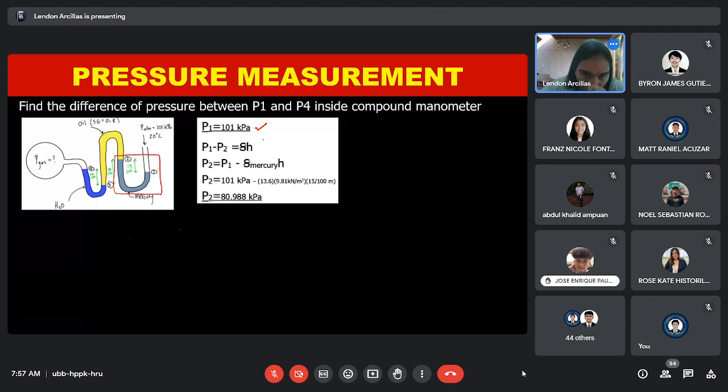So, therefore, 101 kilopascal, the specific weight of mercury. Paano nga tayo nagsolve ng specific weight ng substance? Ano nga formula dun? Sg ng substance times the specific weight of water. Gets ba to? This is the specific weight of mercury. To find the specific weight of mercury, that is the Sg of mercury, which is 13.6 times the specific weight of water, times, lastly, the height difference. So from pressure 1 to pressure 2 is 15 centimeter, in meters, divide mo lang ng 100. Makukuha mo yung pressure 2.